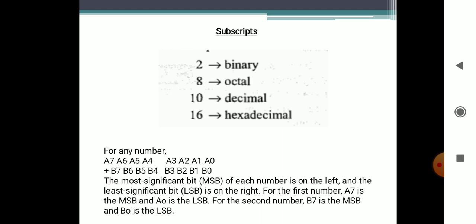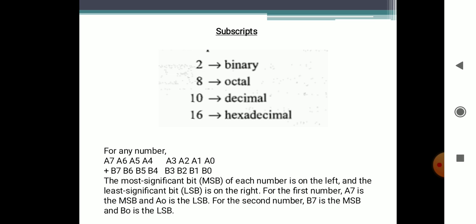Here, if we discuss more than one type of number, it may be helpful to use a subscript for the base. As shown here, the usually used subscripts are: 2 as the base for binary numbers, 8 as the base for octal numbers, 10 as the base for decimal numbers and 16 as the base for hexadecimal numbers. So these are the usually used subscripts for denoting binary, octal, decimal and hexadecimal numbers.